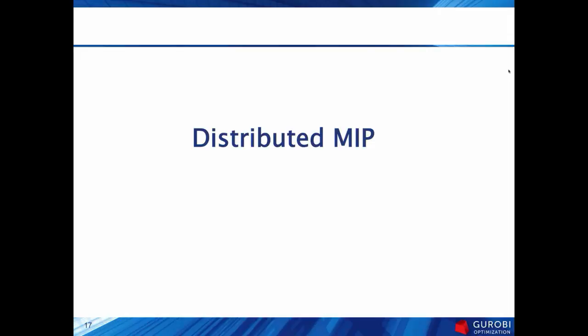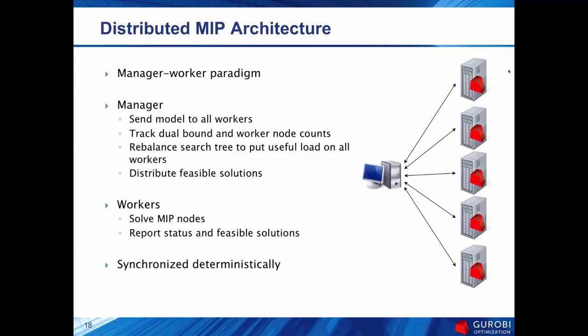Let's talk about distributed MIP. So this is a bit more complicated. The distributed MIP uses an architecture that has a manager and worker paradigm. The manager is going to send the model to all of the workers, and it's going to track the solution information, specifically the dual bound and the worker node counts. At various times, it's going to rebalance the search tree to put a useful load on all workers. In other words, it's trying to keep workers from being idle too much. And when it finds a solution, it needs to let the workers know that a better solution has been found.